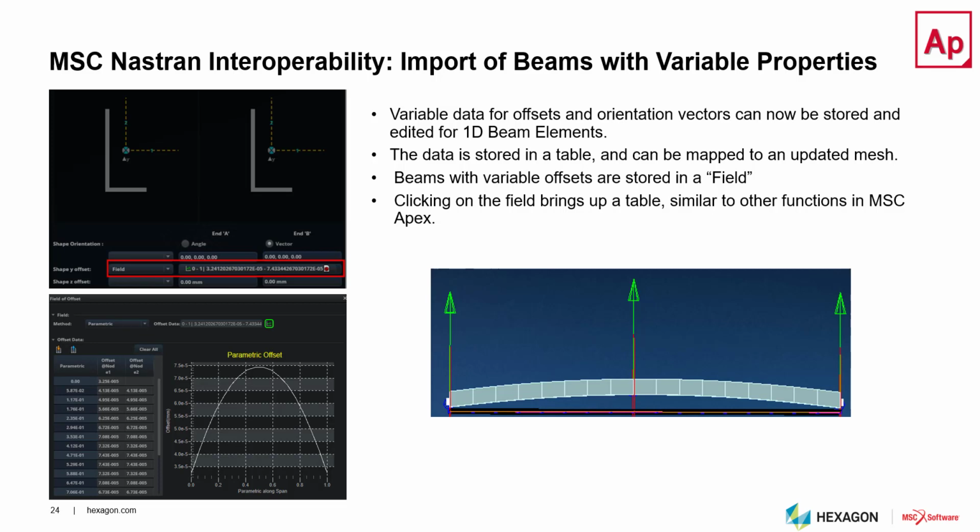Okay. In previous versions, we did not have this type of variable property support, and so Apex would throw an error. Not anymore. Now you have the ability to click on the field, and you can actually see both a chart and a tabular collection of what these properties are, and then a visual representation as well.